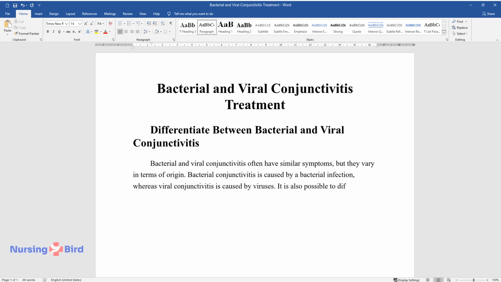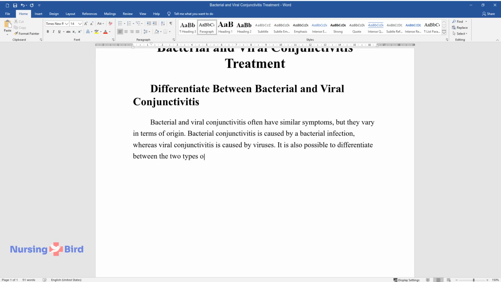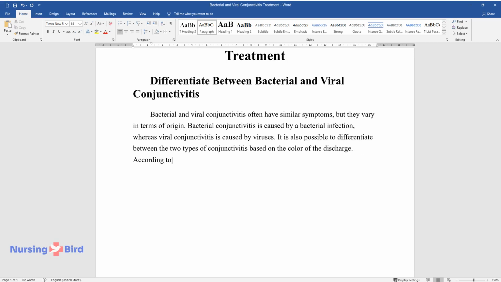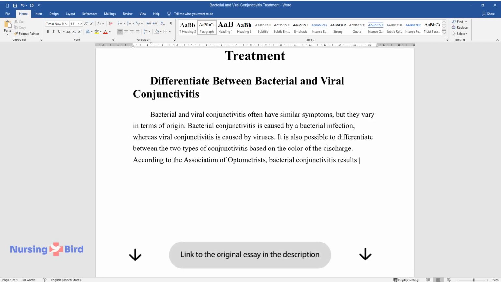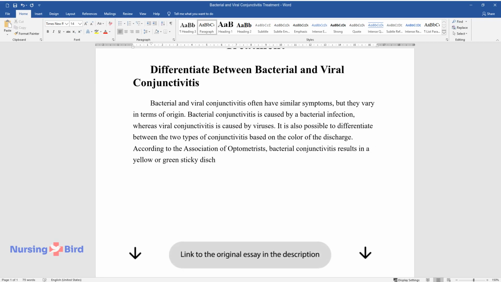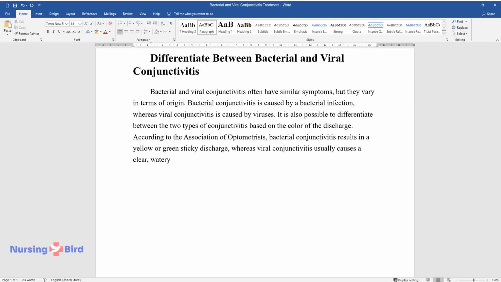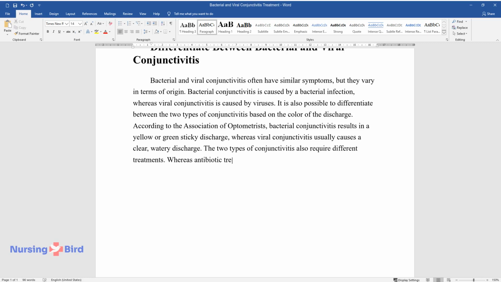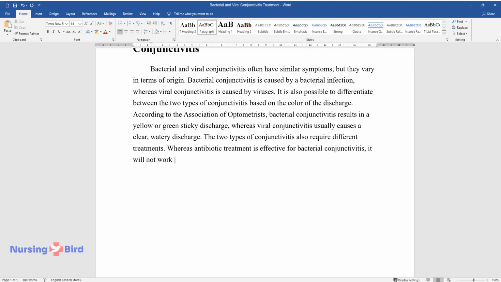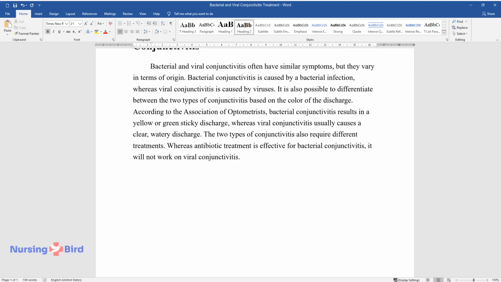It is also possible to differentiate between the two types of conjunctivitis based on the color of the discharge. According to the Association of Optometrists, bacterial conjunctivitis results in a yellow or green sticky discharge, whereas viral conjunctivitis usually causes a clear, watery discharge. The two types of conjunctivitis also require different treatments. Whereas antibiotic treatment is effective for bacterial conjunctivitis, it will not work on viral conjunctivitis.